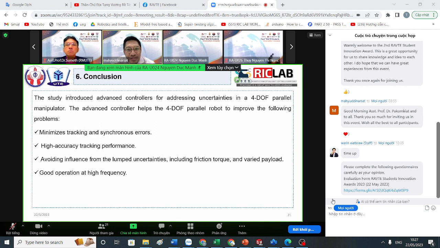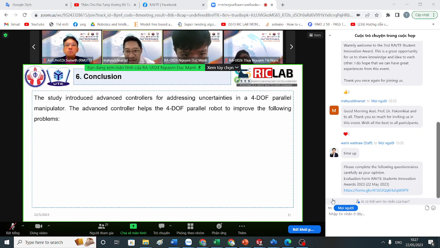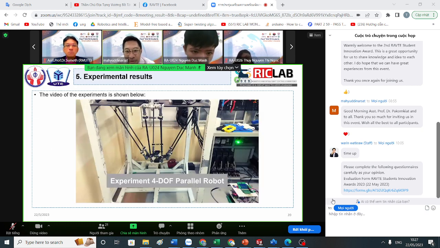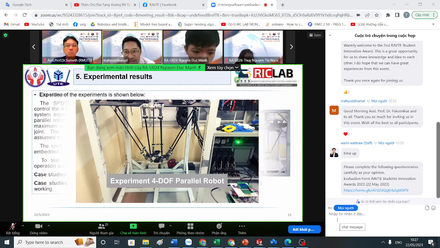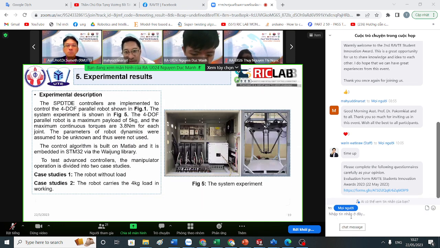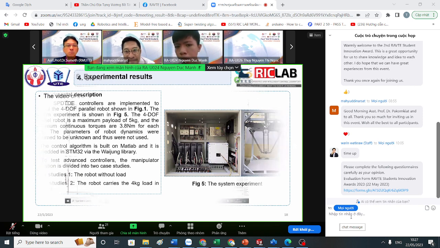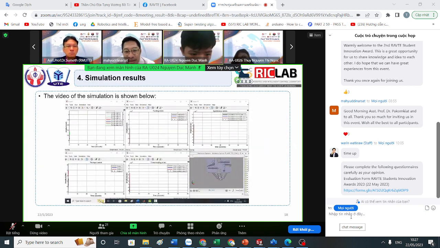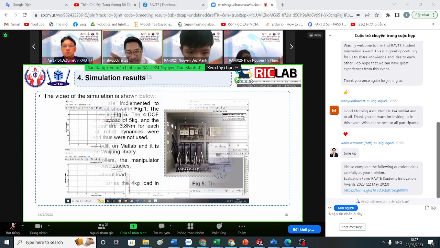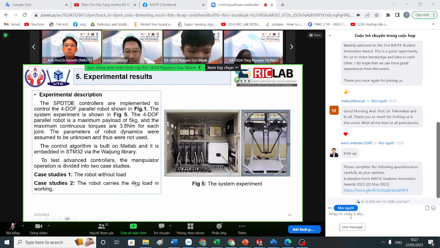You presented that there are two cases, right? The first one is without load, and then the second one is with 5 kilograms load, right? Or 4 kilogram. What is actually the output for case number 2? Without load is like a very nice smooth circle, right? So what happened when you put up 4 kilograms of load?